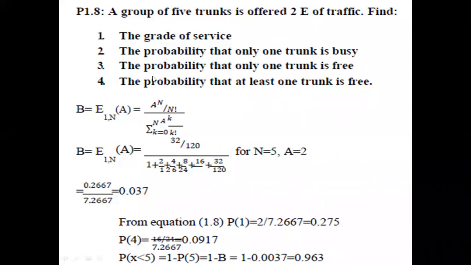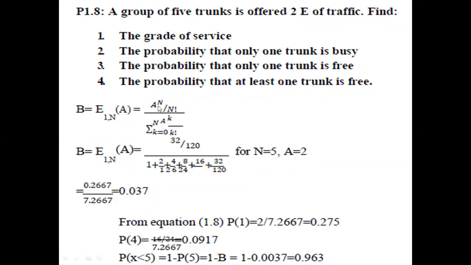So to find the grade of service, you know the number of trunks and the traffic available. So you directly use equation 1.8 that we have defined in the first Erlang distribution. We are taking equation 1.8 that we recently discussed and plugging in the values by expanding. As you can see, you know the value of A. A is nothing but the traffic offered by the system, which is 2 Erlang. Capital N is 5. N represents the number of trunks or outlets in the system.